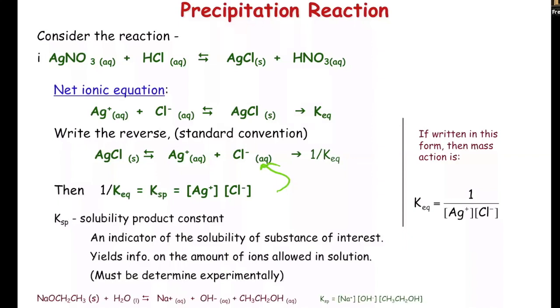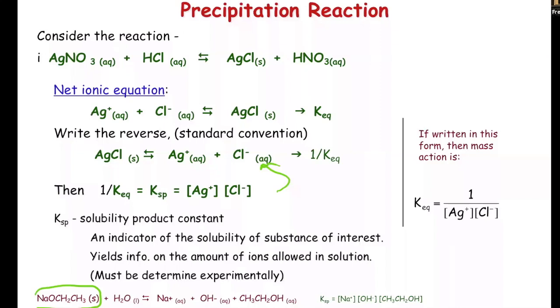Again, let me stress to you that you guys need to know the identity of your polyatomic ions. Here's a problem where I have sodium ethoxide. This oxygen, CH2, CH3 is an ethoxide, and that particular chemical breaks down to sodium, hydroxide, and ethanol.